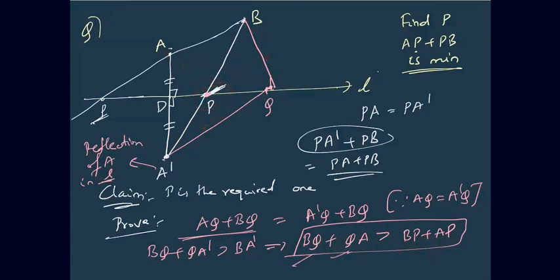So here what we have done is taken the reflection of A in this line and then joined B and A dash. I hope this is clear.